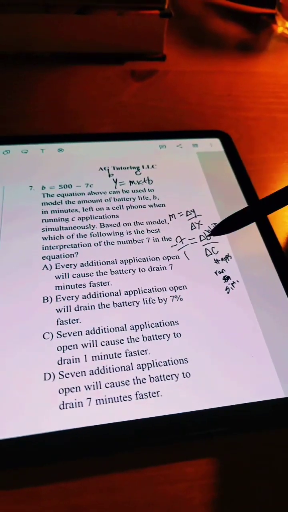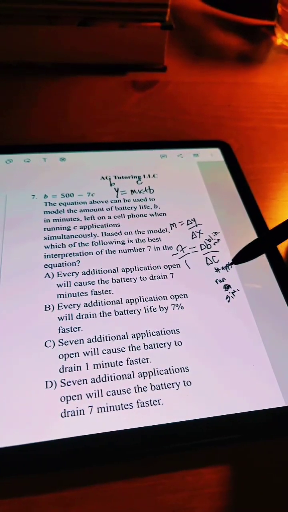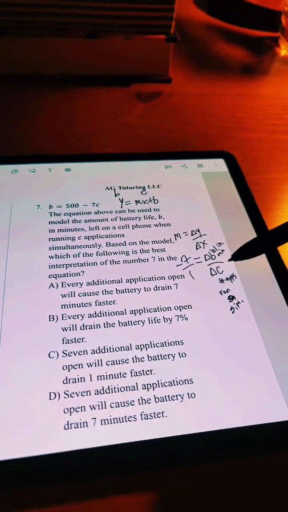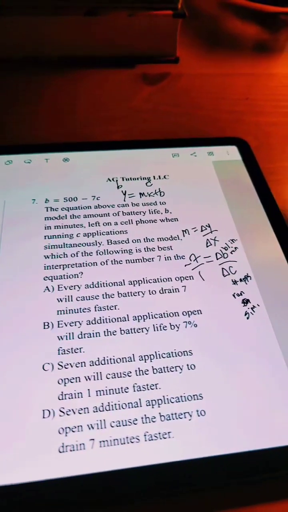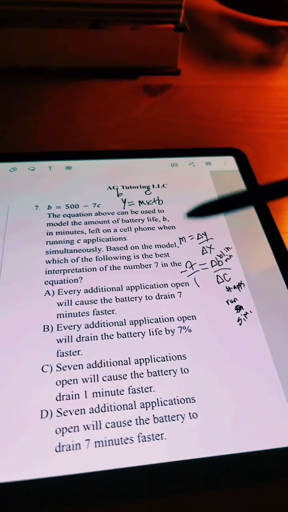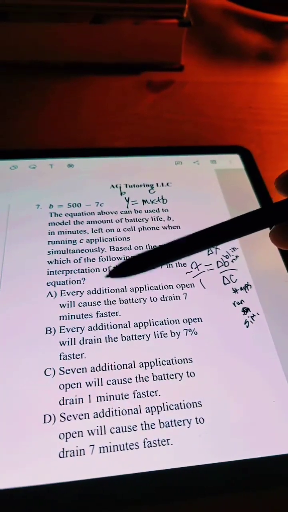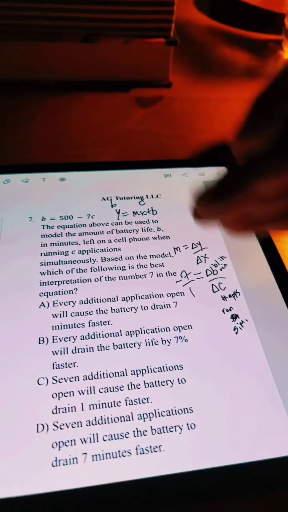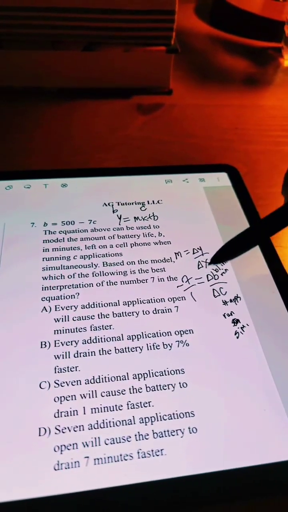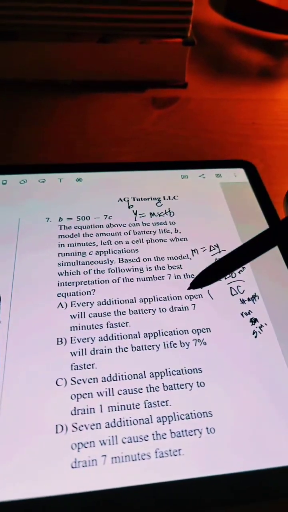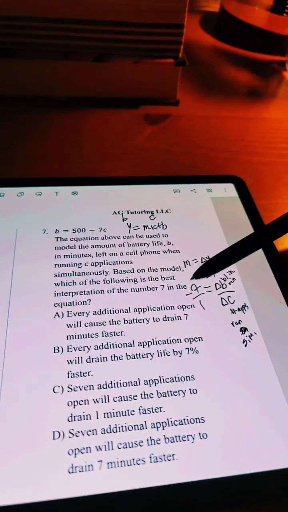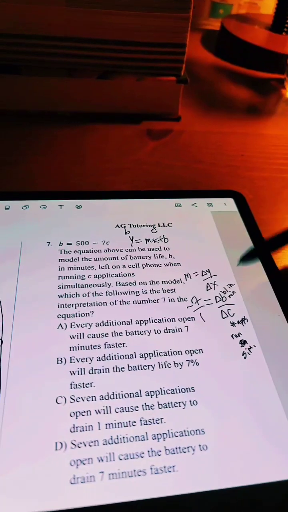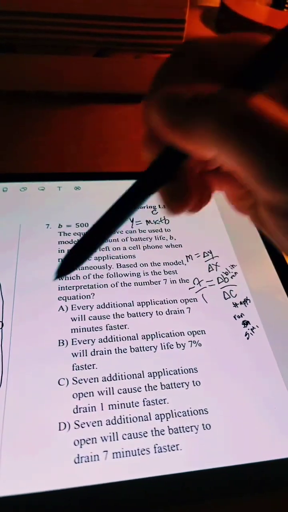Let's see. So C would be the number of applications, like the additional application part. So it's saying for every one application that's open, it will cause the battery to drain 7 minutes faster. So the battery will go down by 7 minutes. So that matches with the units, interpreting the units in this context with the number 7. So it would be A.